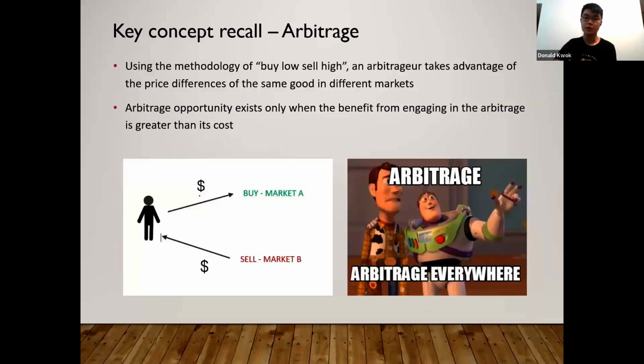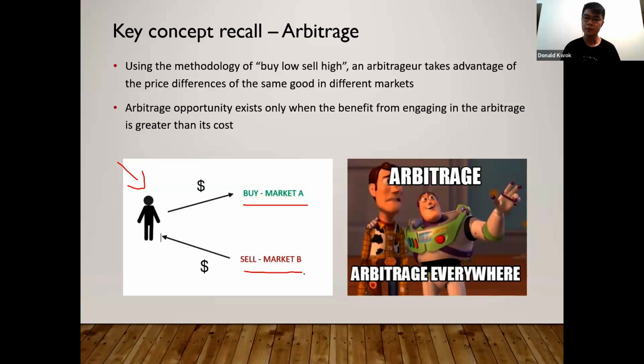And finally, about arbitrage. Arbitrage is about the methodology of buy low, sell high. Using this simple diagram here, an arbitrager is trying to buy the good in the lower price market, say market A, and sell the same good at a higher price market, say market B. Then in this case, the arbitrager is able to reap a profit, which is the price difference across these two markets.